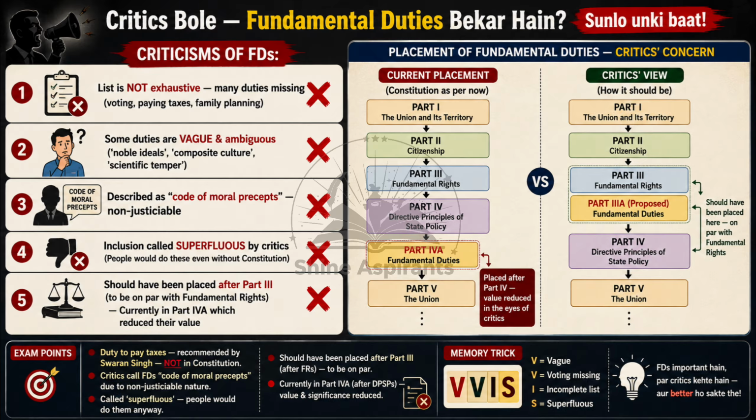Criticism 2. Vague and ambiguous language. The textbook clearly mentions this criticism. Phrases like noble ideals of freedom struggle, composite culture, and scientific temper are open to multiple interpretations. Different people can interpret them differently. A common citizen may struggle to understand exactly what these phrases demand of them. This vagueness reduces their practical value.